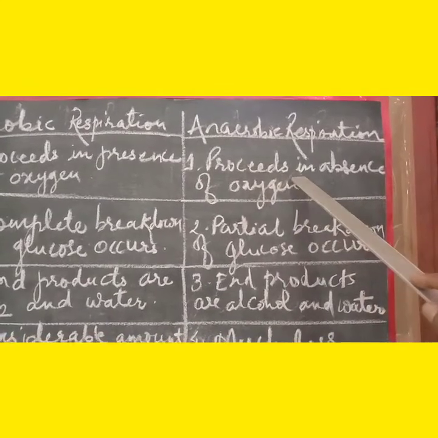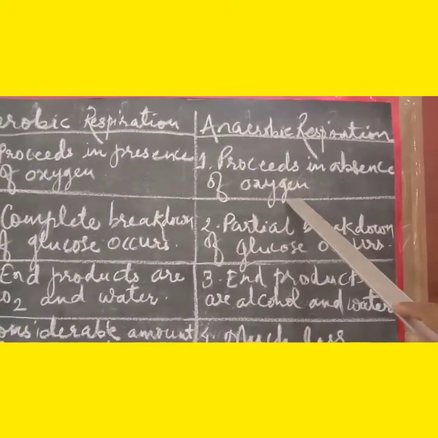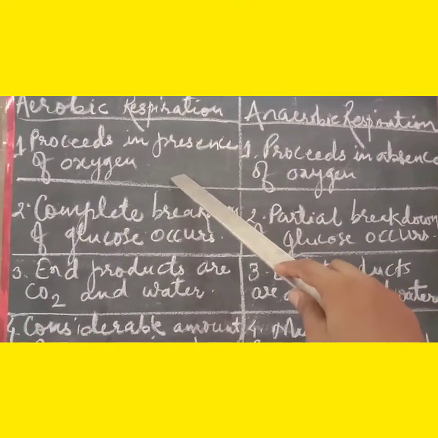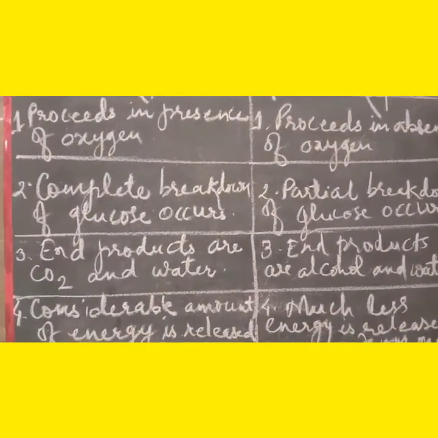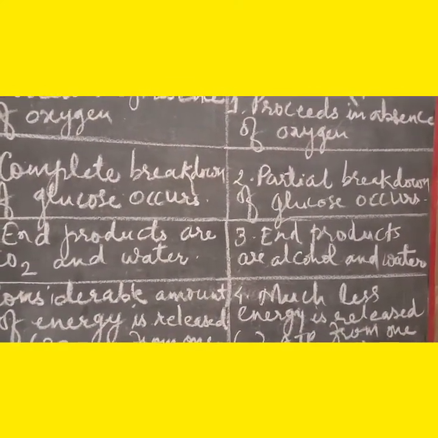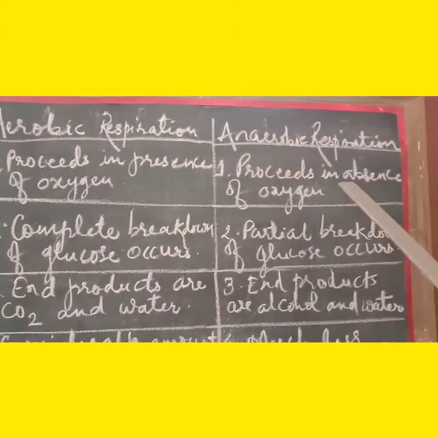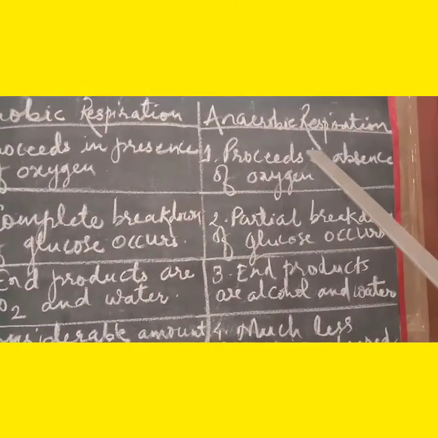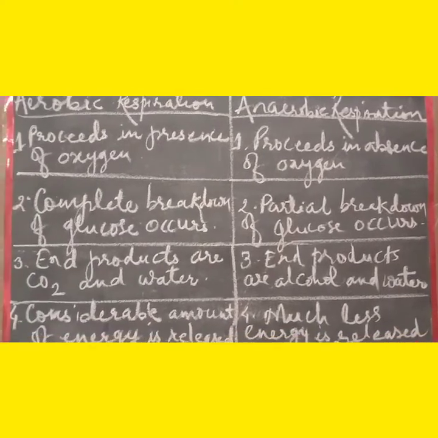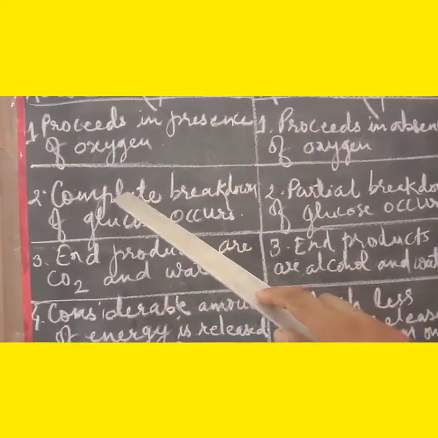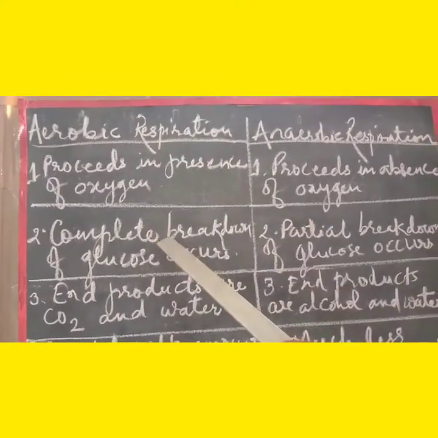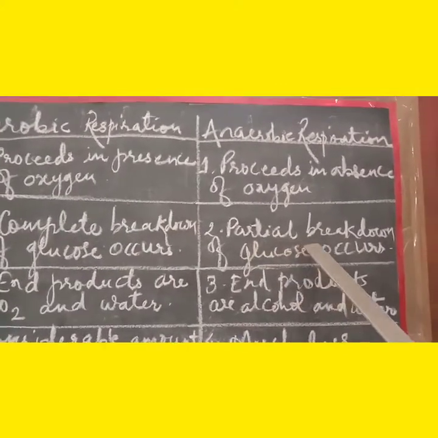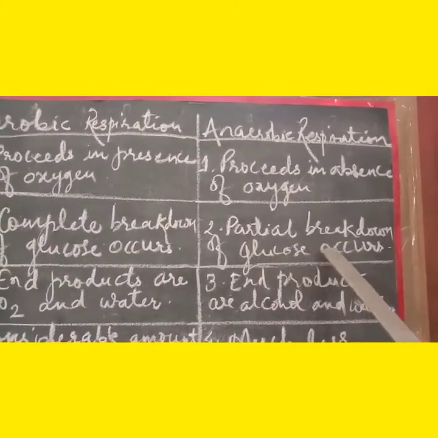Anaerobic respiration proceeds in absence of oxygen. And due to this reason, aerobic respiration, because it requires oxygen, is also called oxybiotic respiration. And because anaerobic respiration occurs in absence of oxygen, it is also called anoxybiotic respiration. Second, in aerobic respiration, complete breakdown of glucose occurs, but in case of anaerobic respiration, partial or incomplete breakdown of glucose occurs.